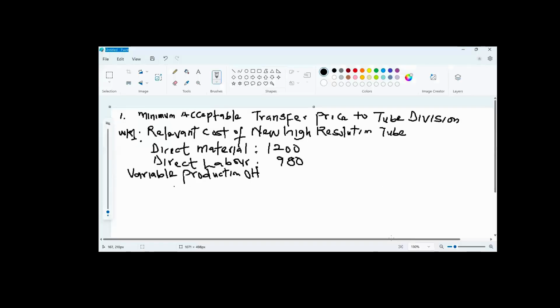Look at the variable: 1/3 of 1,080. That will give us 360. This is the variable cost. Please sum up. Fixed cost, please note, is not relevant to decision making, except you have incremental fixed cost. Variable production costs, note that. $540.